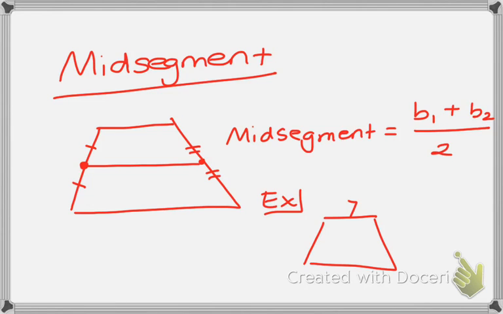If this was 7 and this was 13, and we had to find the length of the mid-segment, so mid-segment X.